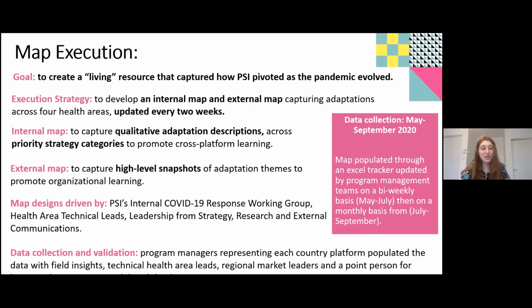And so for the internal map, the main goal here was really to capture these qualitative adaptation descriptions and to be able to categorize them across PSI priority strategy categories. And the main point here was to promote cross-learning across PSI different platforms. Whereas the external map was a little bit more high level and more of an overview format of generalized adaptation themes. And of course, the goal here was really to promote more organizational cross-learning.